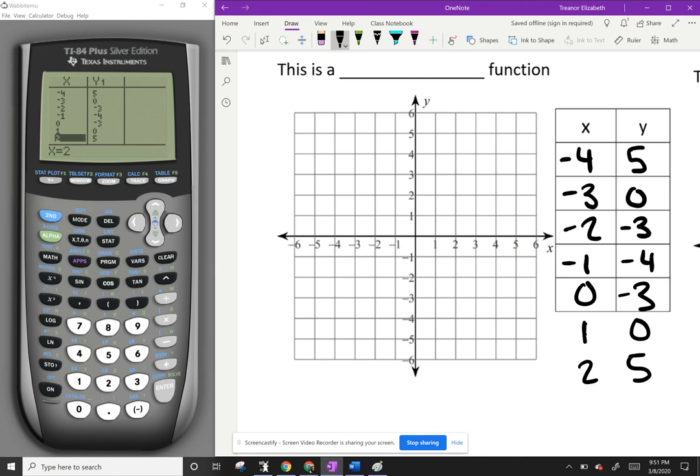And I'm going to graph all of these points as well. So we got -4, 5, -3, 0, -2, -3, -1, -4, 0, -3, 1, 0, 2, 5. I'm also going to connect these points.